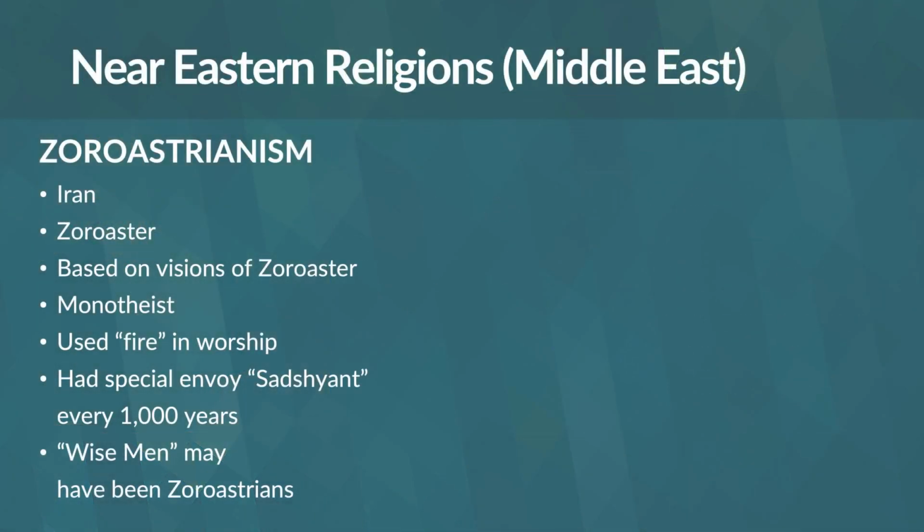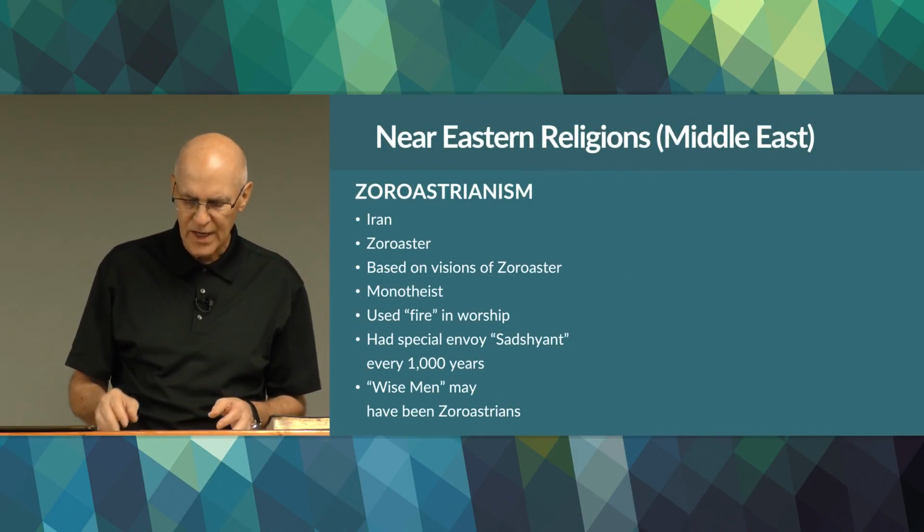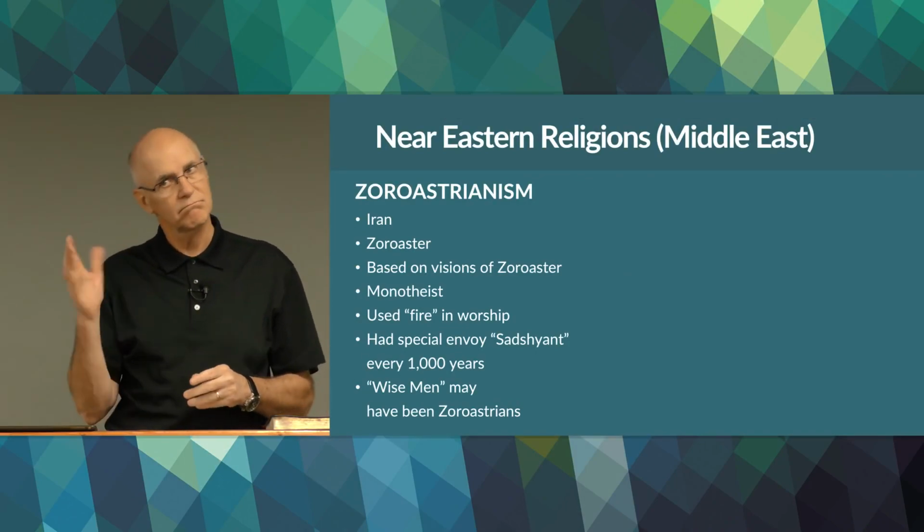Now we go to Near Eastern religions, the first of which is Zoroastrianism. As we begin the Near Eastern religions, we're going to be looking at groups we know a little bit more about. Not so much the first one, Zoroastrianism, founder Zoroaster. The main ideas behind Zoroastrianism were based on the visions of Zoroaster. He was a monotheist. He taught that doing good and avoiding evil brought one to God in heaven.